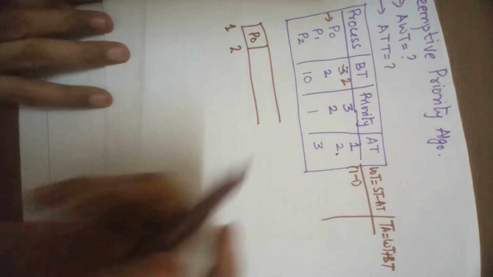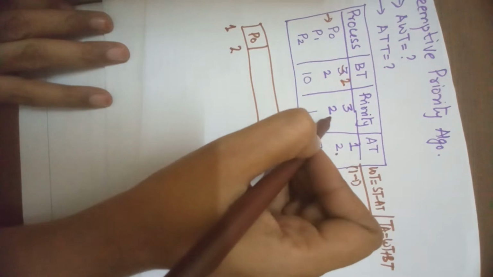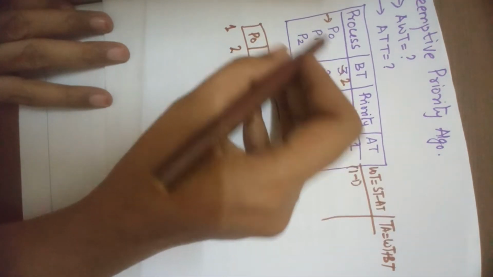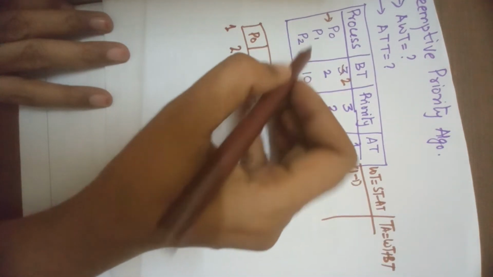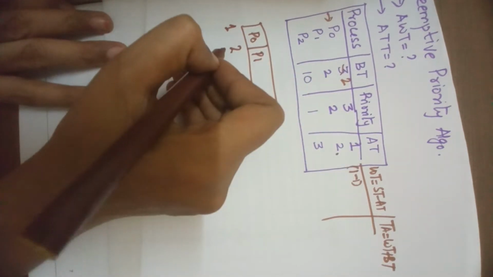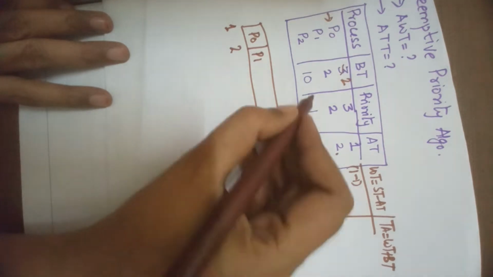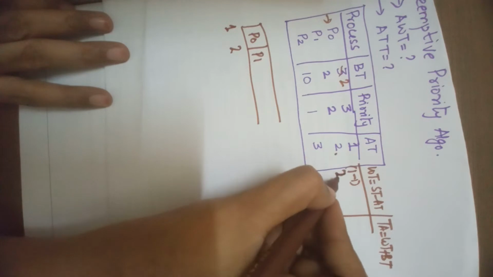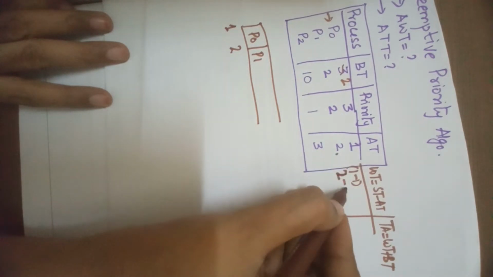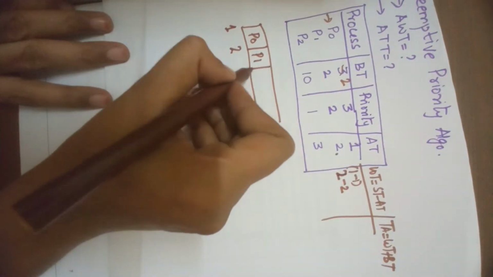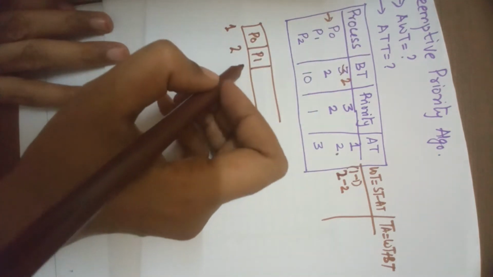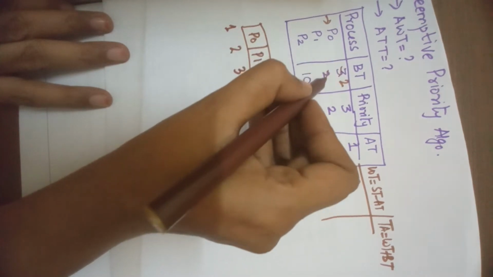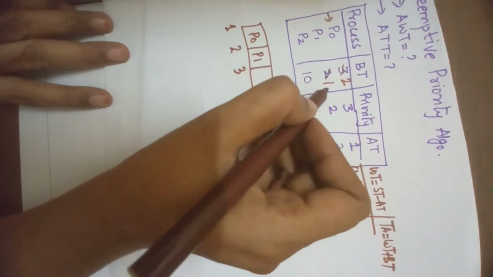Now to compare the priorities, 3 means the lowest priority as compared to 2. So 2 is having the highest priority as compared to P0. So the chance will be given to P1. So P1 is now going to start. The start time for P1 is 2, and it has arrived at 2. As this is preemptive, we are going to run the processes only for one time slot. Out of 2, P1 has executed for one time slot, so the remaining time slot is 1.